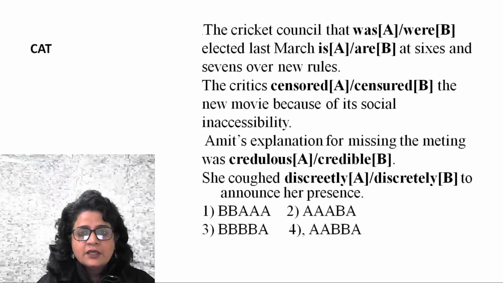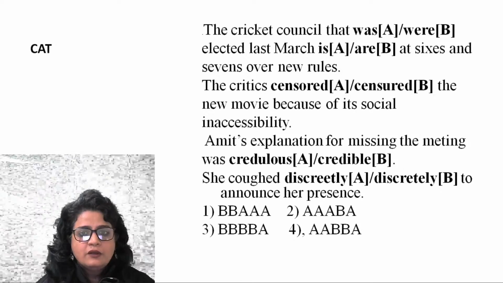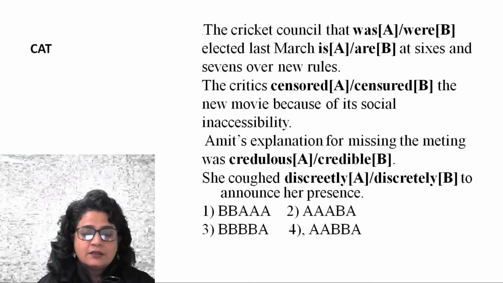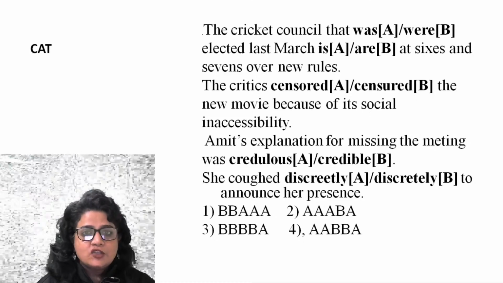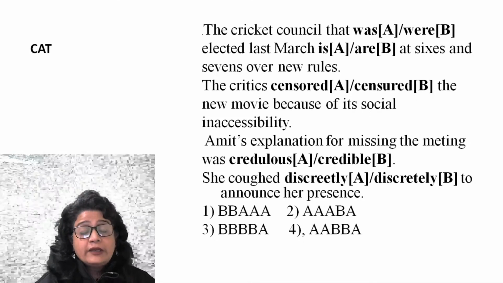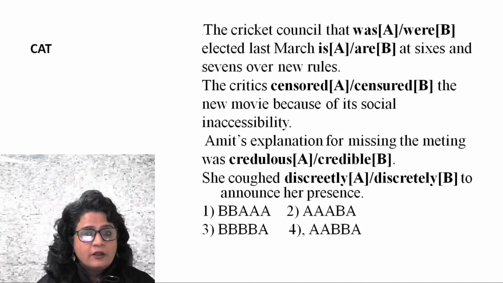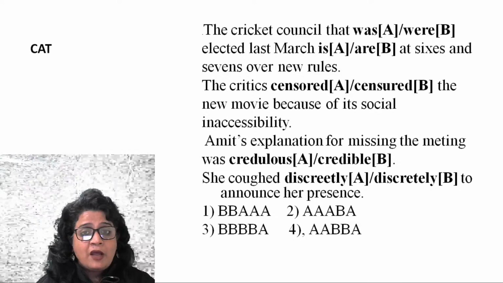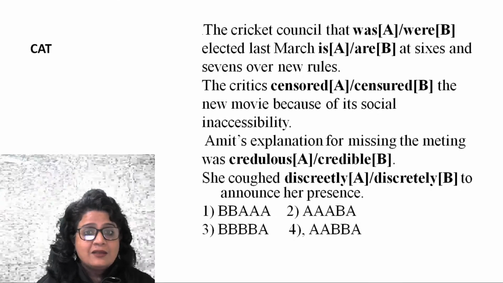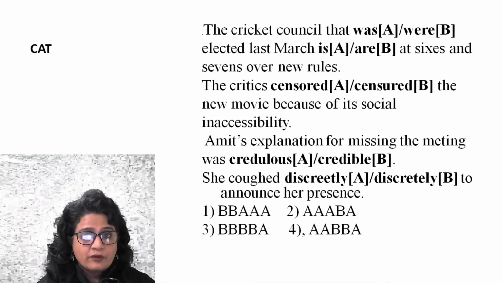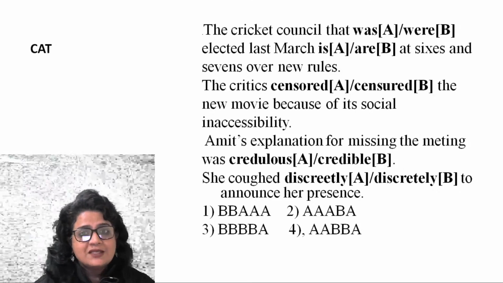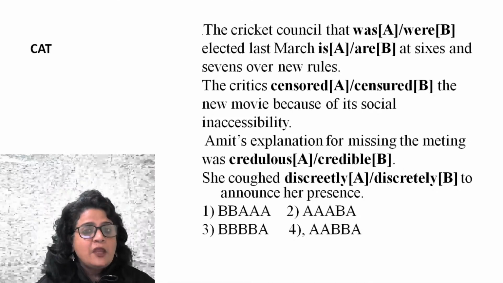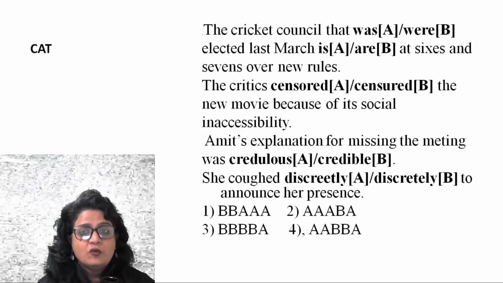Look at this now, the third sentence. The critics censored or censured the new movie because of its social inaccessibility. Now critics, can they censor or can they censure? If you're clear about the distinction between censored and censured, it's going to be a very easy sentence for you. To censor is to edit the objectionable part of a movie or any play, right? But that is done by an authorized body, especially a censor board, or the body which has been given the authority to censor or to edit. Here we are talking about critics. Merely critics may not have the authority to censor the movie, right?